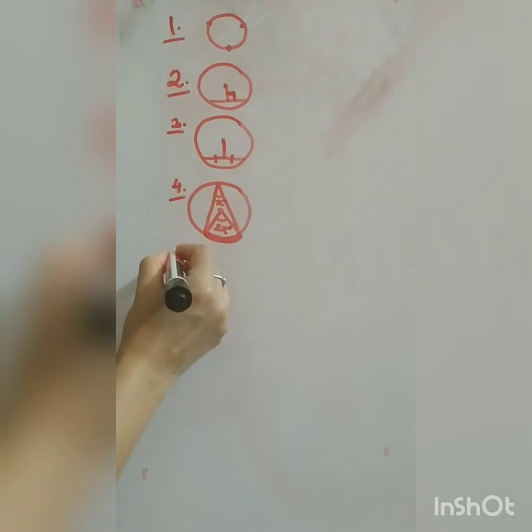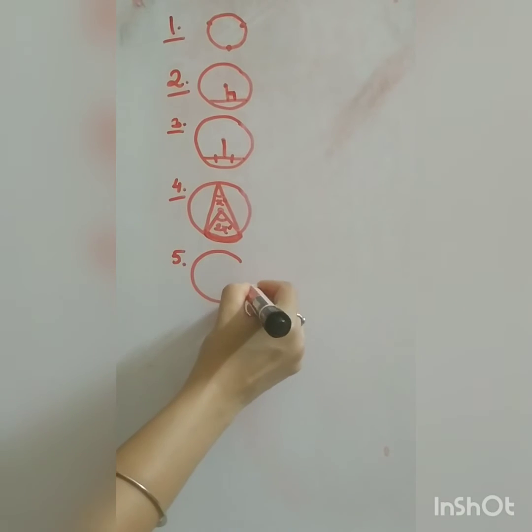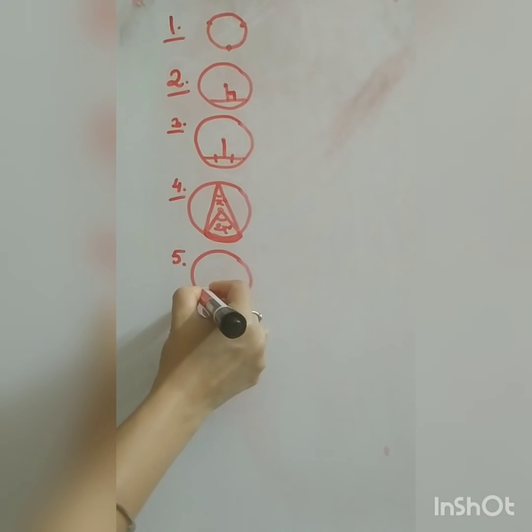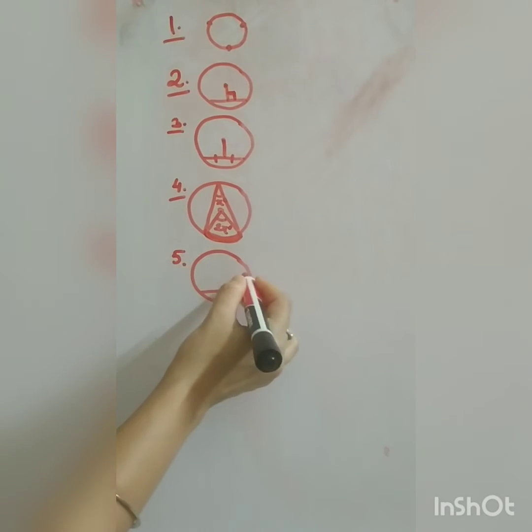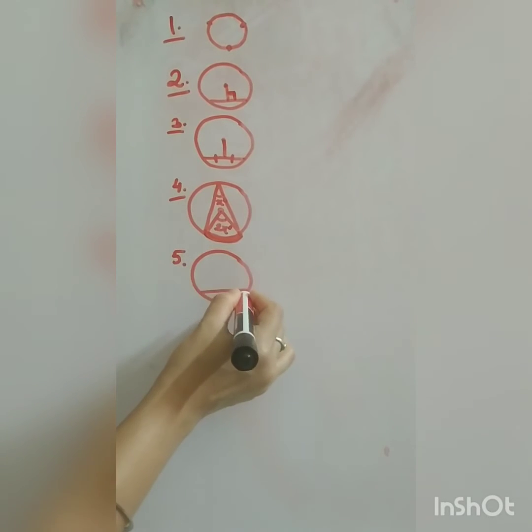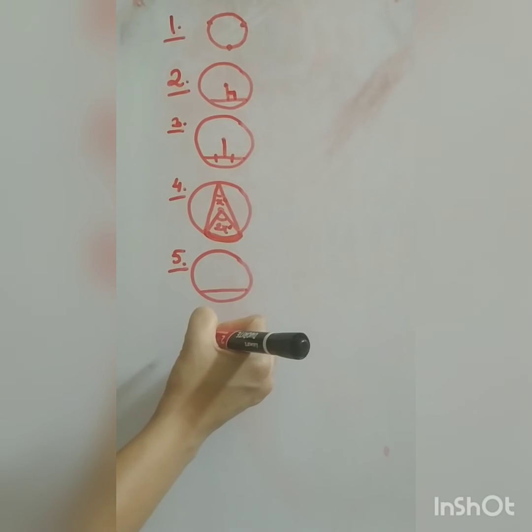Number 5 is, in a circle, if I draw a chord, then this becomes a segment, the major segment, and this part is the minor segment. The fifth theorem tells me all the angles in the same segment are equal.